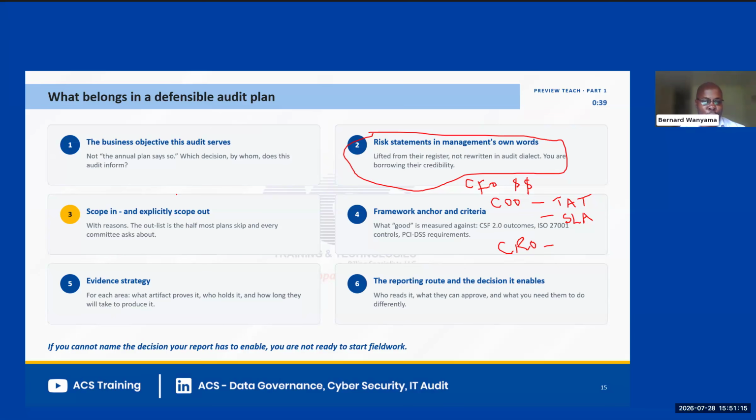Moving on, we also have the scope. What do we put in and what do we leave out? We've got to be very specific about what goes in. Prioritization is a very key exercise. It's not just what you put in, but what you leave out, what you choose to leave out, and the reasons for that. We talked about the frameworks that matter to the organization.